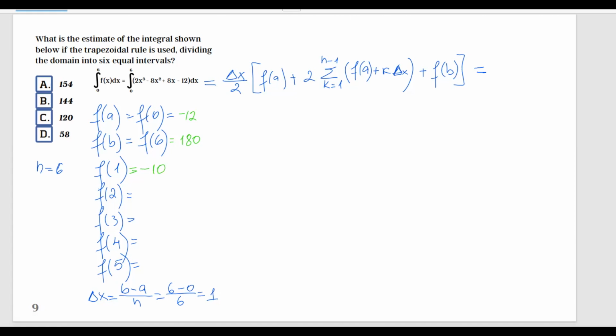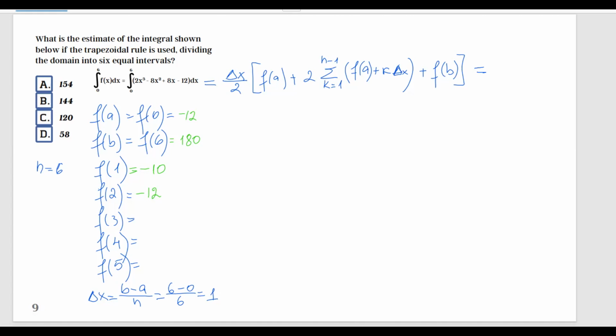So f of 1 is minus 10. So f of 2, we have 2 multiplied by 8. It's 16. 16 minus, there we have 8 times 4, 32. 16 minus 32, 16 minus 16 plus 8 times 2, 16 gives me 0. So I have f of 2 equals minus 12.